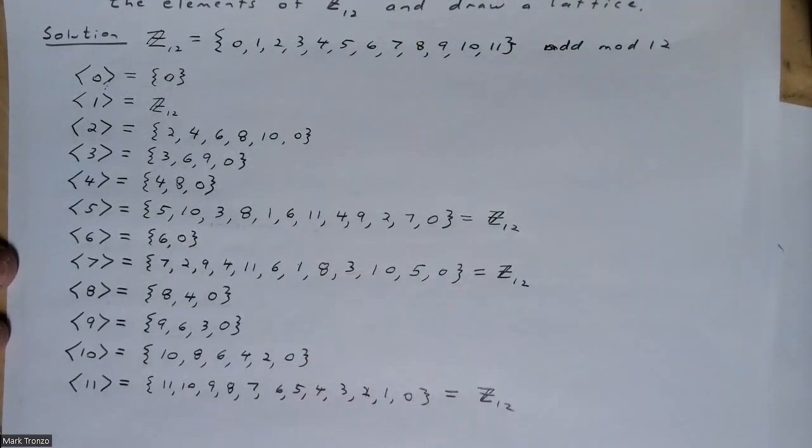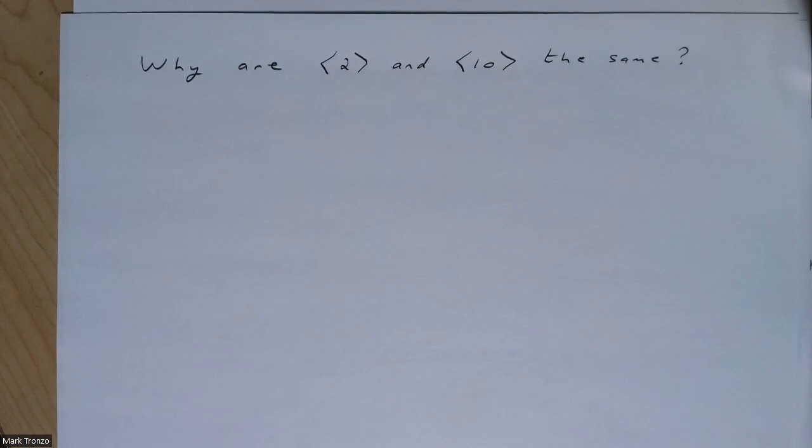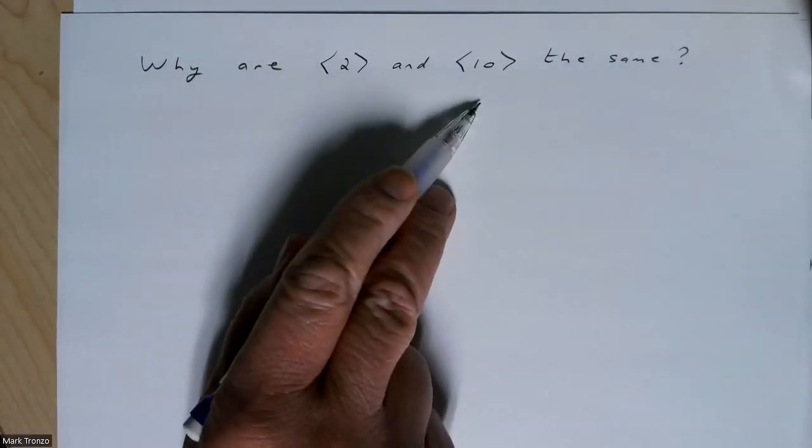So then also notice something interesting: that some of these were the same. Like, for example, 4 and 8 were the same. 3 and 9 were the same. 2 and 10 were the same. Now, this gets a little bit more complicated. So why are 2 and 10 the same?